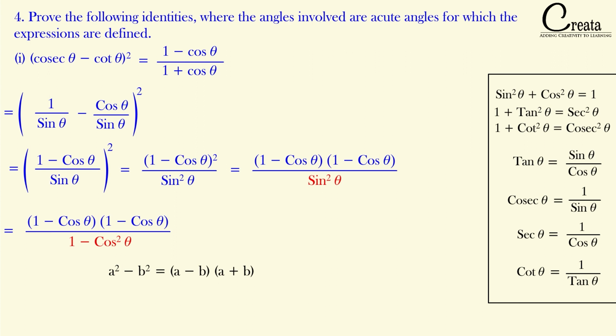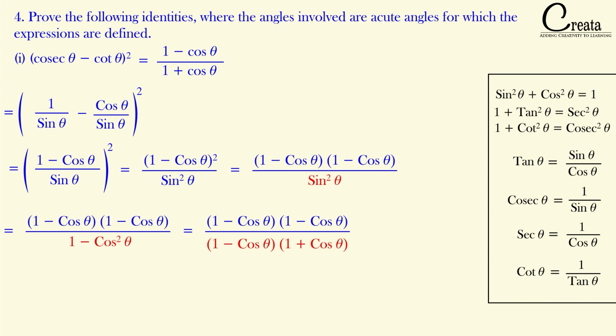A square minus b square is (a minus b) into (a plus b). This will be frequently used, so you should know this. Okay, so 1 minus cos square theta, we can write as (1 minus cos theta) into (1 plus cos theta). Now we have converted all the terms into the cos form, which is the right hand side.